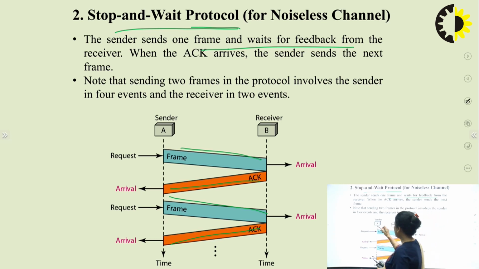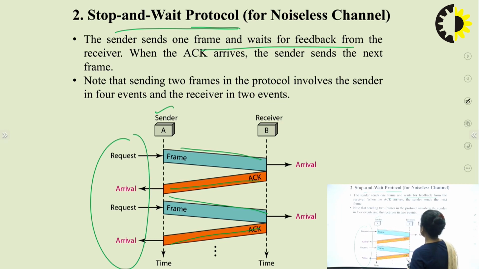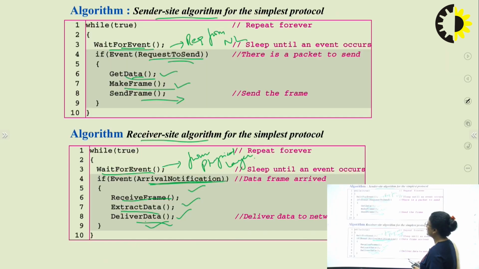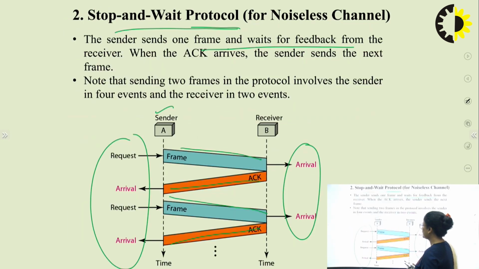If you just see at the sender's end, we have 4 events, and if you look at the receiver's end, we have 2 events. Unlike the idealistic channel, which has 3 for 3 transmissions, for stop and wait, for 2 transmissions, it is 4 at the sender's end. Had it been 3, then it would have been 6, and here it is 2 at the receiver's end because of 2 transmissions. Had it been 3, then it would have been 3 signals.